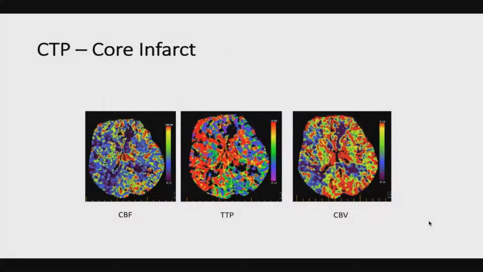And here's another example where you see a patient, again similar to the previous one, with right MCA occlusion, large area of decreased blood flow, increased time with decreased volume. So not much of a mismatch, so not a significant penumbra.